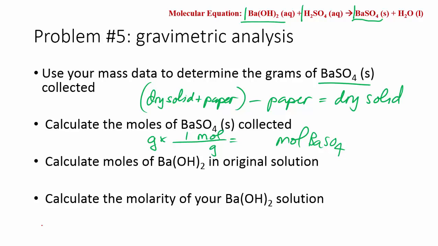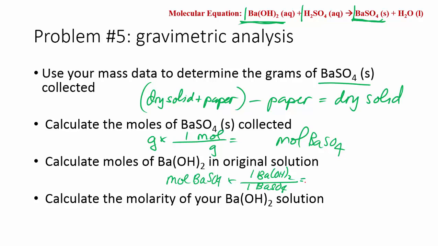So there's a couple different ways of doing it, but the way I typically think of it for a stoichiometry problem is I think, well, I know moles of barium sulfate, that's the thing I collected. I look up at this balanced chemical equation, I can see for every 1 barium sulfate I made, I used up 1 barium hydroxide. So 1 barium sulfate, 1 barium hydroxide.